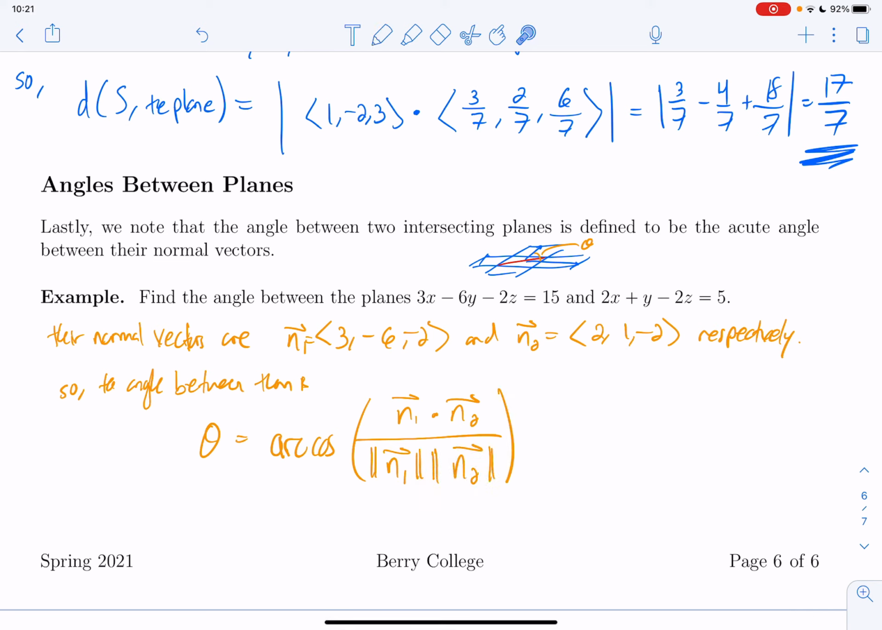And so here you'd want to compute their dot products and their magnitudes. And if you do all that, this should turn into the arc cosine of 4/21. And this is a perfectly reasonable way to leave your answer. I'm confident that everybody can use their calculator to compute the arc cosine of this fraction.